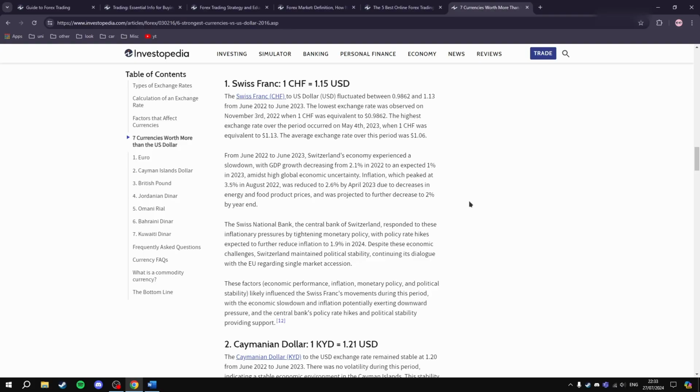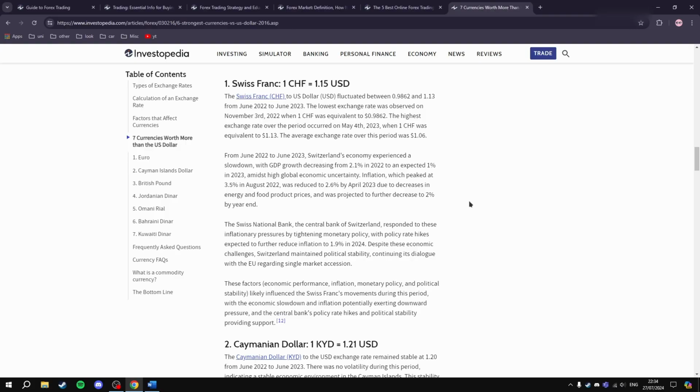Amidst high global economic uncertainty, inflation, which peaked at 3.5% in August 2022, was reduced to 2.6% by April 2023 due to decreases in energy and food product prices, and was projected to further decrease to 2% by year end. The Swiss National Bank, the Central Bank of Switzerland, responded to these inflationary pressures by tightening monetary policy, with policy rate hikes expected to further reduce inflation to 1.9 in 2024.